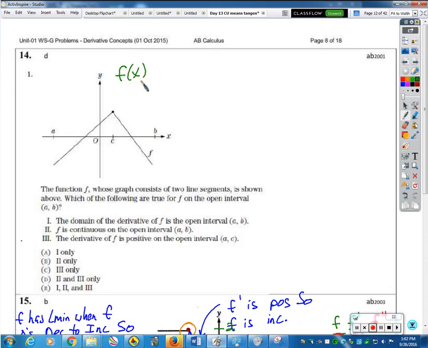The question says the domain of the derivative of F is the open interval a to b. A domain means, for answering this question, I think of the function as being a list of xy pairs. And we start pretty close to A, not exactly A, but close to A. It's in the domain of the derivative, so this should be F prime.